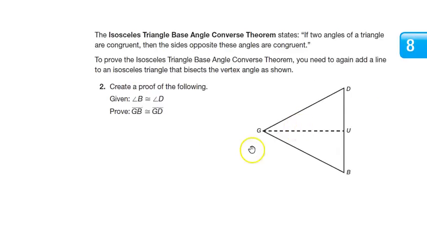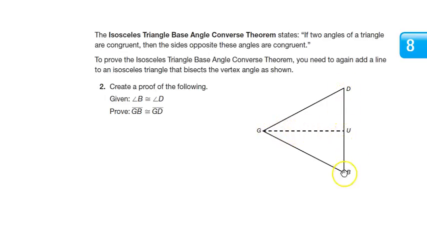Now we're going to do the converse. This is just moving the opposite direction. So in other words, we don't know that this is an isosceles triangle. All we know is that angle D and angle B are congruent. That's the given. So now, if this is angle B and this is angle D and they're congruent, I would make a different construction.